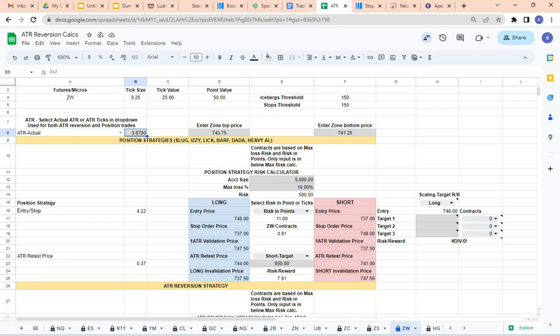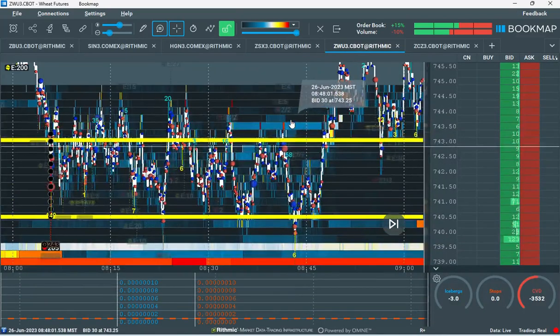So now you can see the original stop was above that first zone at 752. Now with this new zone, I can bring my stop down to 748. So it's not a huge difference, but it's 4 cents. Makes a difference in your bottom line, right?